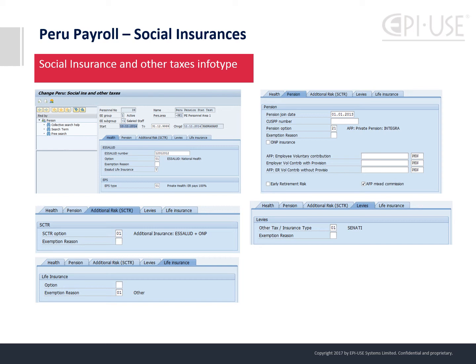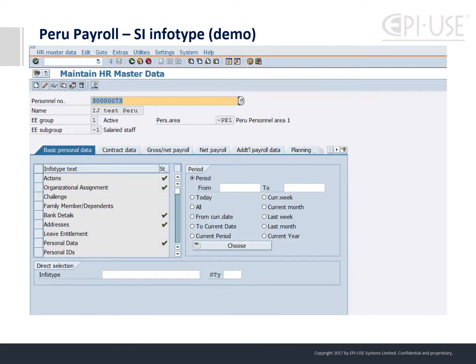For social insurances, we also provide an info type. It's called social insurance and other taxes info types. And in here, all the information related to social insurance can be stored. And this will be demonstrated in the next slide. For our Peru country solution version, we will find an info type 9316 that is called Peru Social Insurances and Other Taxes, and this will be used to capture all the information related to social insurances.